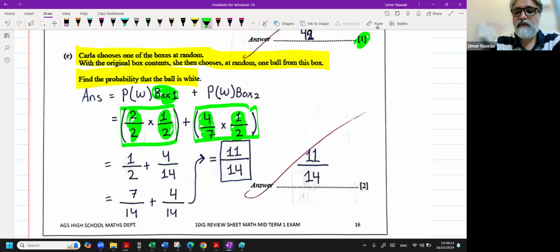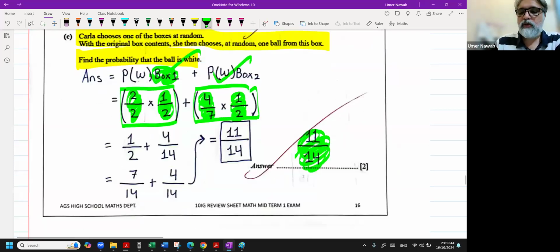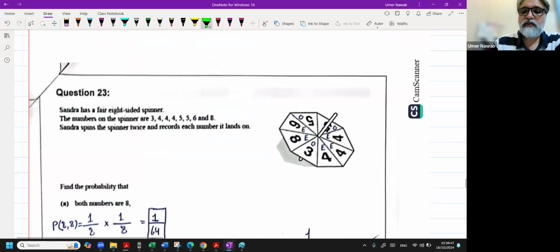Now, when we have different cases, we need to add them up. If we add them up, we will get the answer 11 over 14. Again, if she chooses box one, the probability of choosing box one is half, times getting the white out of it, which is 2 over 2, plus if she picks box 2, the probability of getting box 2 is half, and then she gets white out of it, the probability was 4 over 7, and then the two cases are added to get the answer 11 over 14.